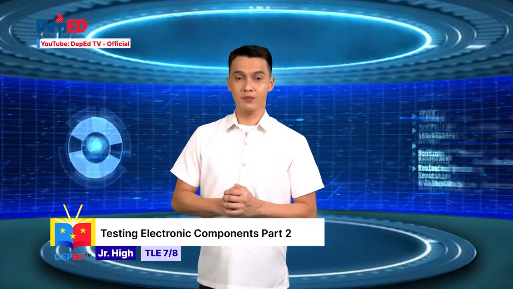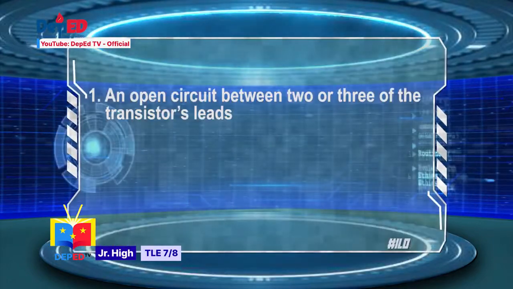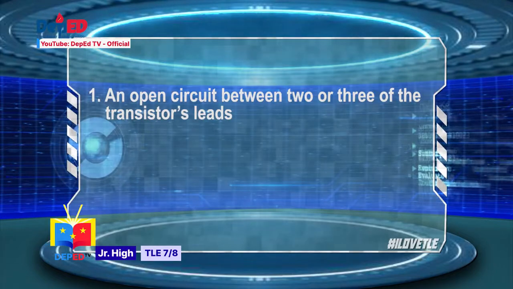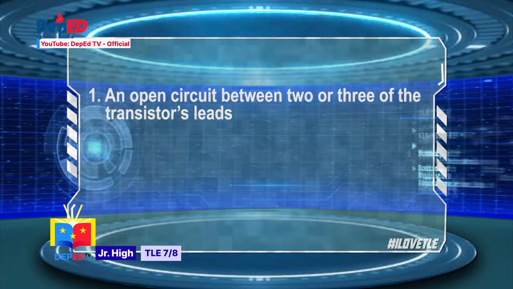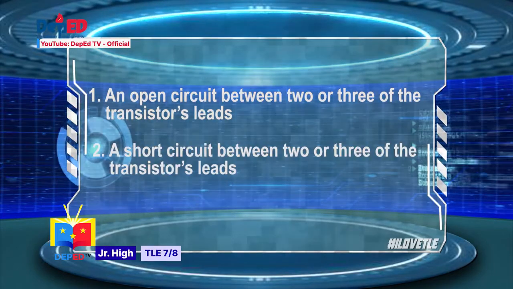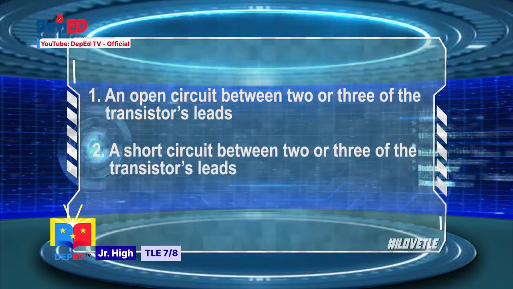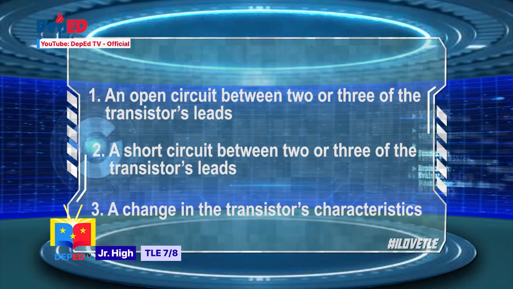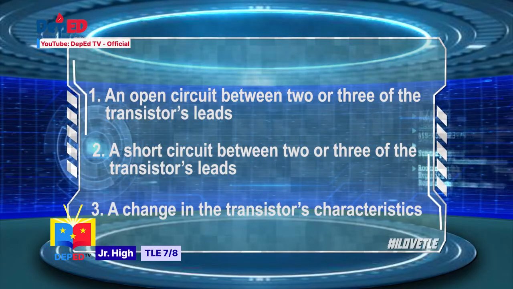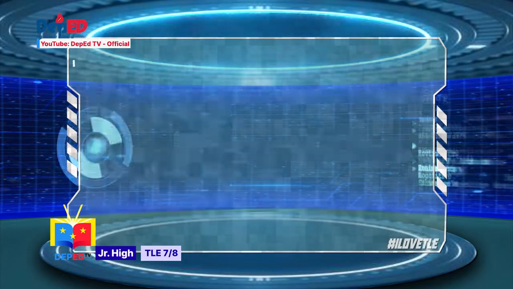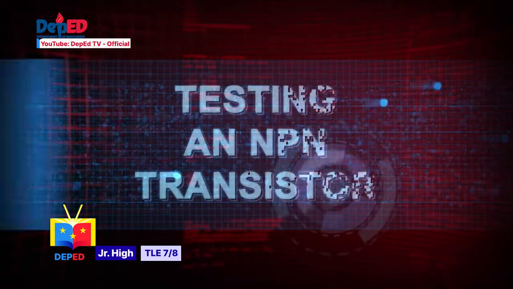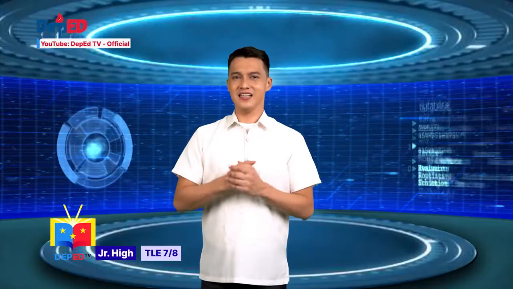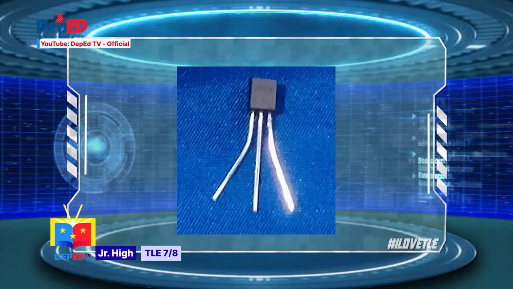these three problems. 1. An open circuit between 2 or 3 of the transistor's leads. 2. A short circuit between 2 or 3 of the transistor's leads. And 3. A change in the transistor's characteristics. Let's test this transistor if this is a working transistor.